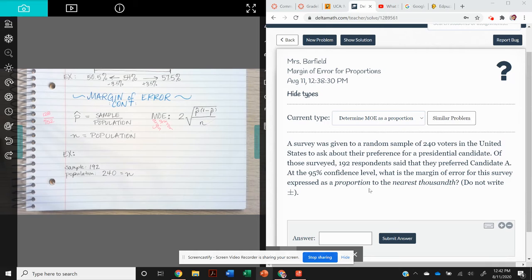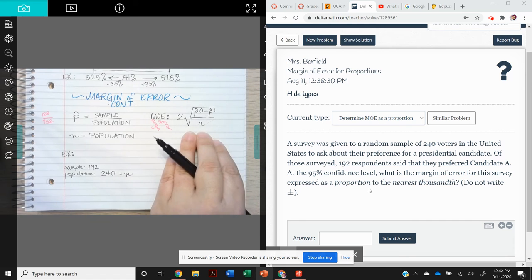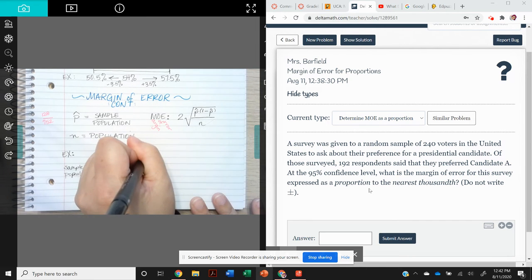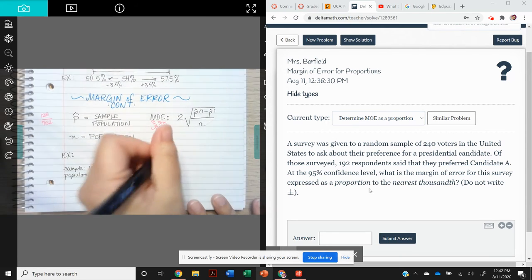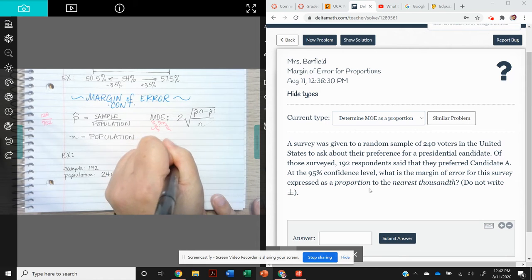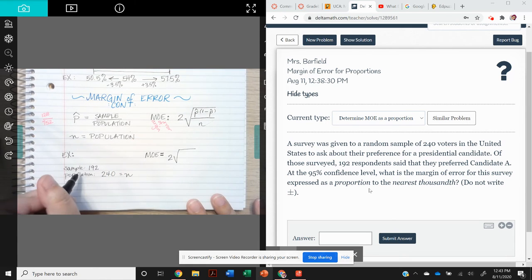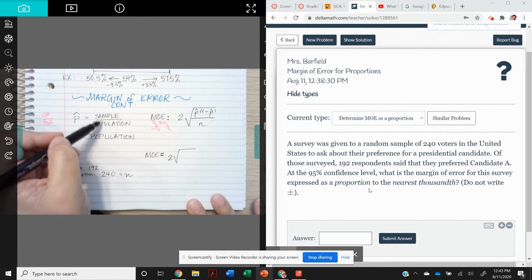Now proportion, what does that mean? That's like 1 over 2, 1 to 2. So 1 over 2, that's a fraction. Fraction, secretly, is a decimal. Let's take this information I have here and plug it into my formula. So my margin of error, my MOE, is going to be 2 times the square root of, well, I actually have to do a little bit more work here.